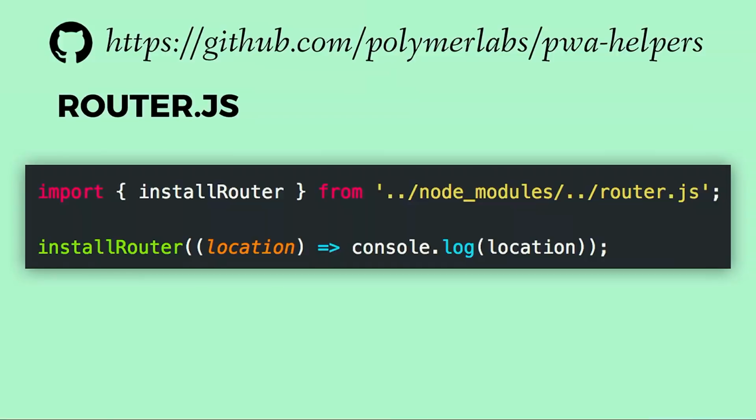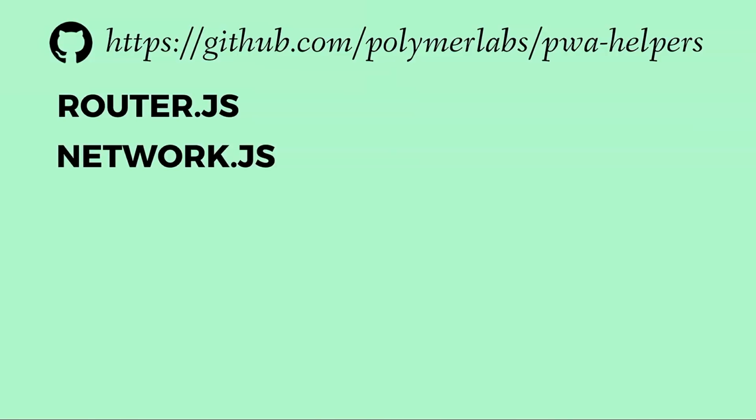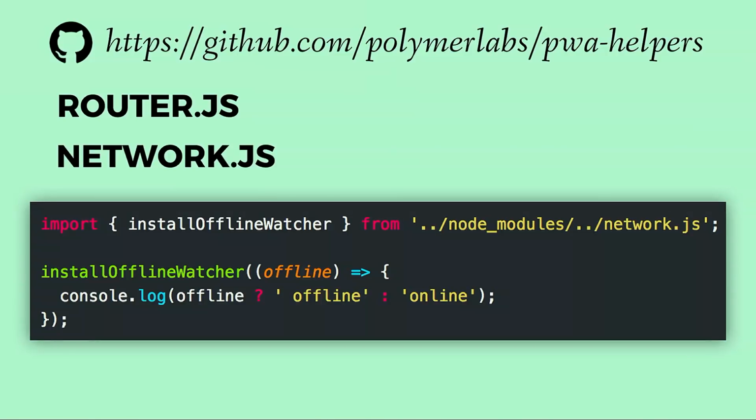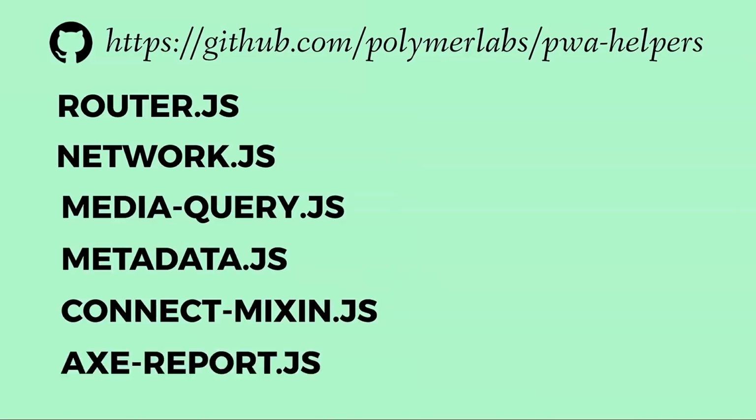So what kind of things are in PWA helpers? There's a very simple router that you can install in one line. You install it, and it gives you a callback anytime the location changes with a new location. And that's all the things you have to do. There's a network listener that gives you a callback, again, when you go from online to offline, so that you can conditionally render your offline UI only when you need it. And there's a whole bunch of one-liners like this that you only install with one line. There's something that lets you observe media queries in JavaScript, updates your Twitter cards and Open Graph metadata, lets you connect to Redux, and I'll talk about that one in a second. They're just little tiny helpers, just there to make your apps better.